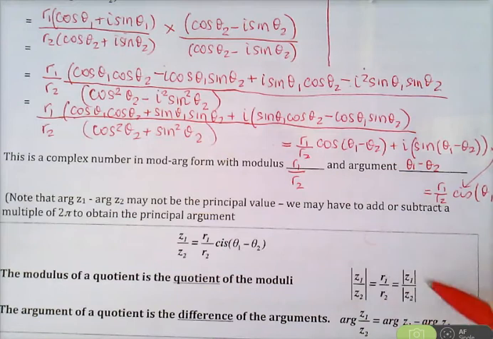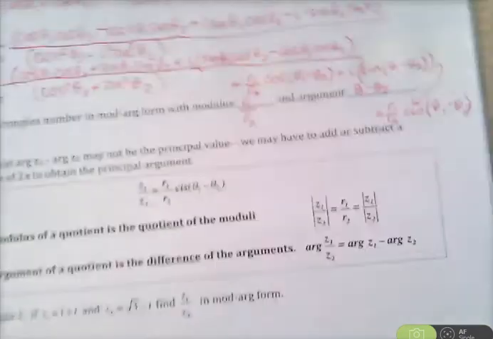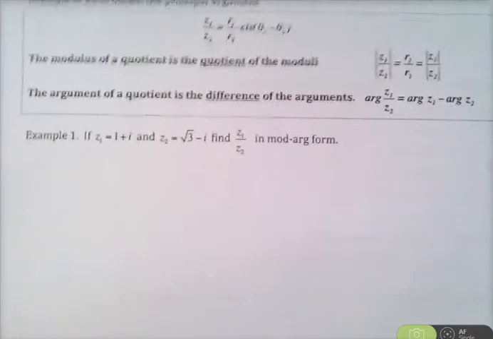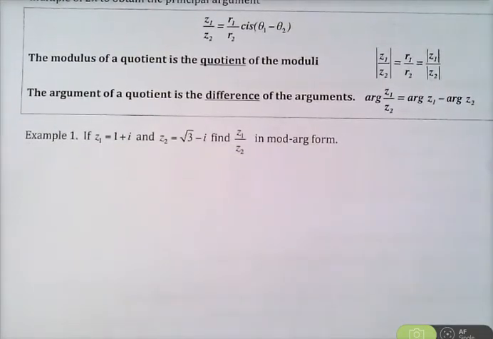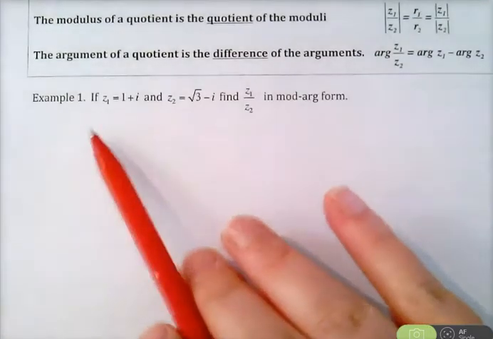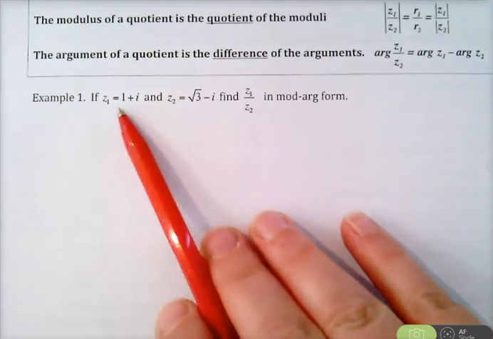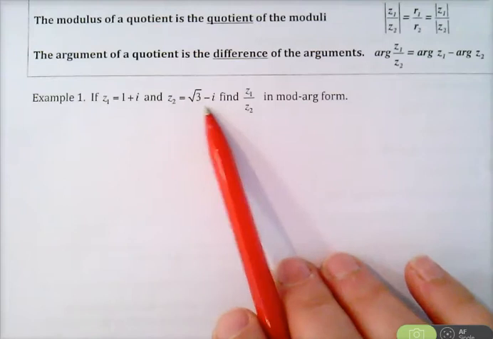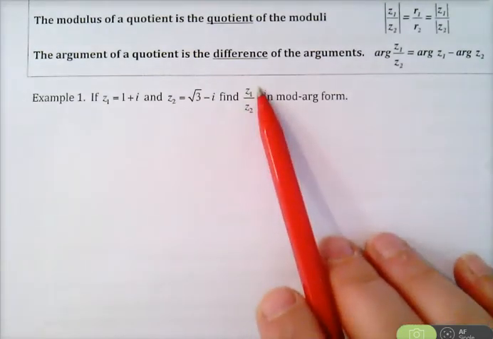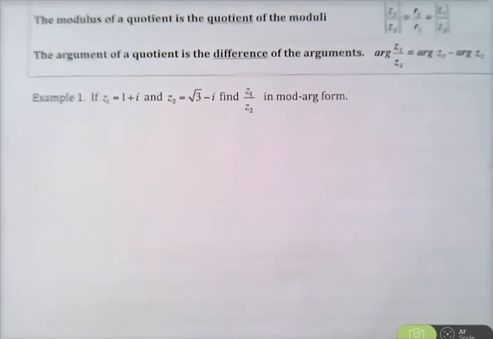So it contains both of them, just showing that you can do the modulus of z1 divided by the modulus of z2, and the argument will be the difference in the argument. So you'll do argument of z1 minus argument of z2. Now, with example 1, if z1 equals 1 plus i and z2 equals root 3 minus i, find z1 on z2 in mod arg form.